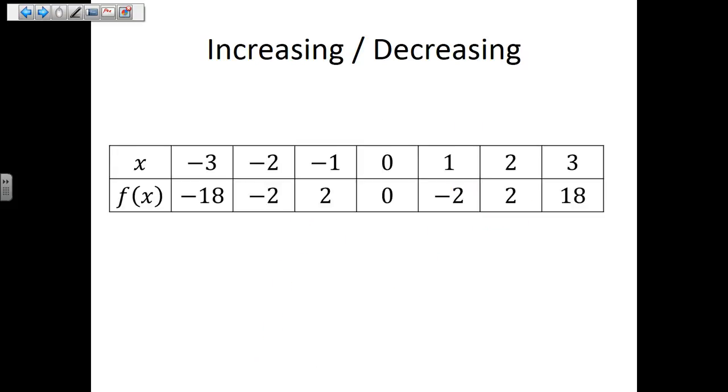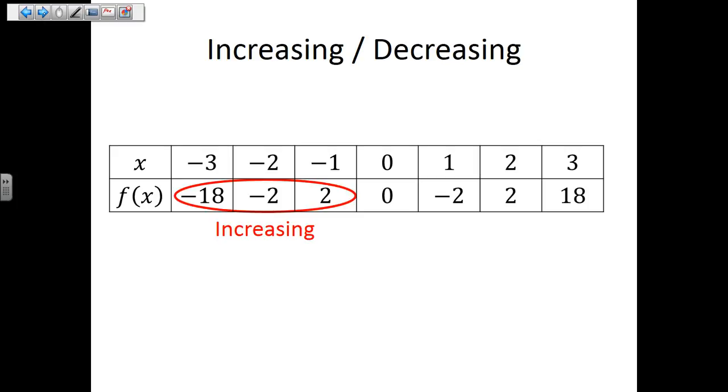Now when we take a look at a table, we can see where it's increasing and decreasing by looking at the y values. Here I have a table from x equals negative 3 on up to x equals 3. It's for the same function that we just looked at, and we see the f of x value for each of those.